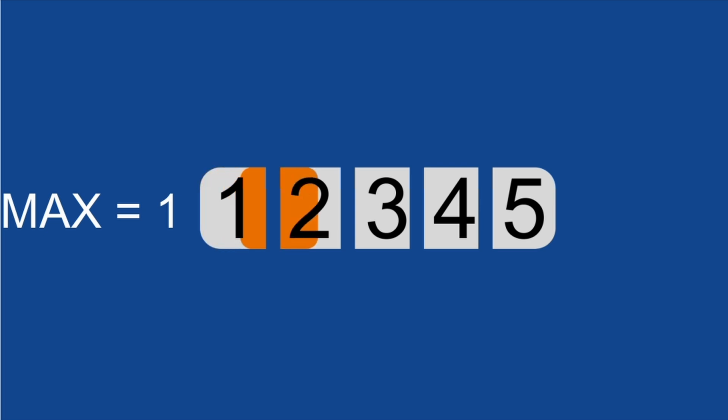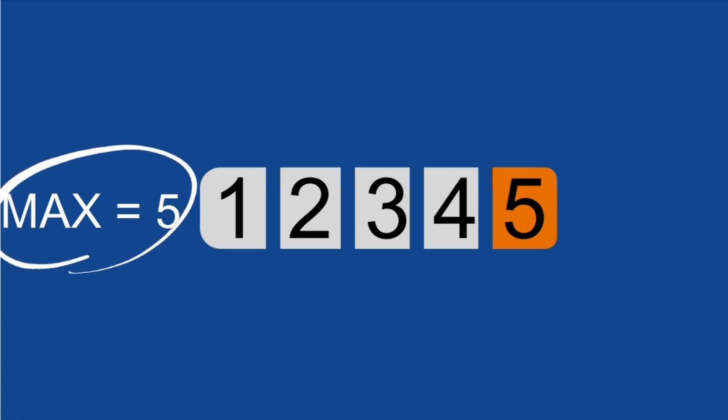Then we go to the second element. 2 is greater than 1, so necessarily max should equal 2. And to the third, 3 is greater than 2, so max equal 3. And 4 is greater than 3, so max equal 4, until we reach 5, and 5 is greater than all the rest. So max equal 5. And that's how we found the greatest element in the list. Now let's jump to code.